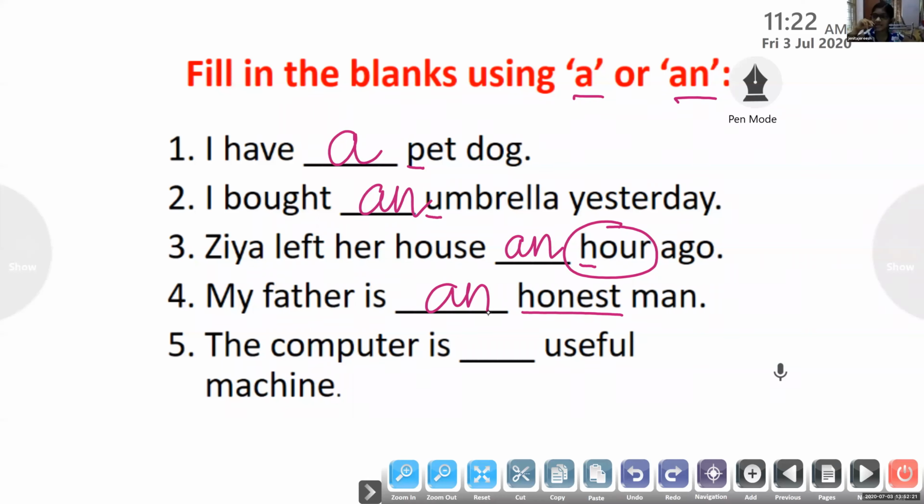The computer is dash useful machine. So what do we have to use before it? A or an. Now you will look at this word.